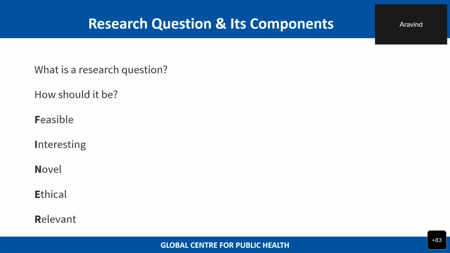So continuing on it. The research question should be interesting. First and foremost, it should be interesting for you because you are the one who is going to conduct it. And second, simultaneously, it should be interesting for your target population. Then comes the third criteria, novelty. In fact, the criteria of interesting, novelty, and relevancy, these are all interrelated. Your research should be novel. There is no point in repeating the same question which has been already answered.